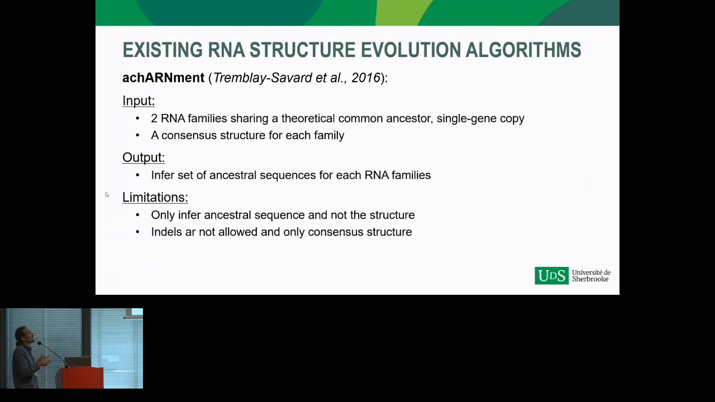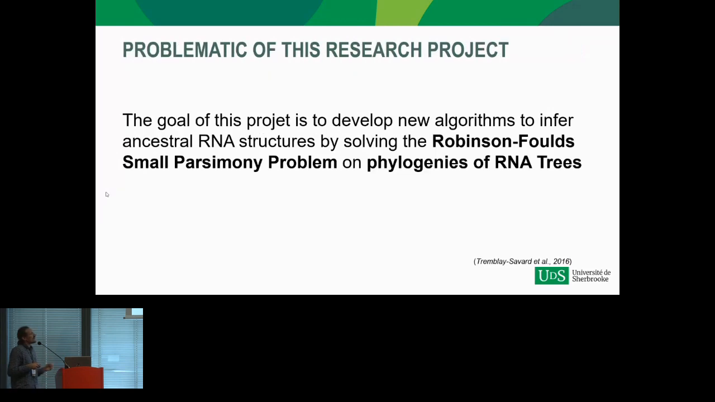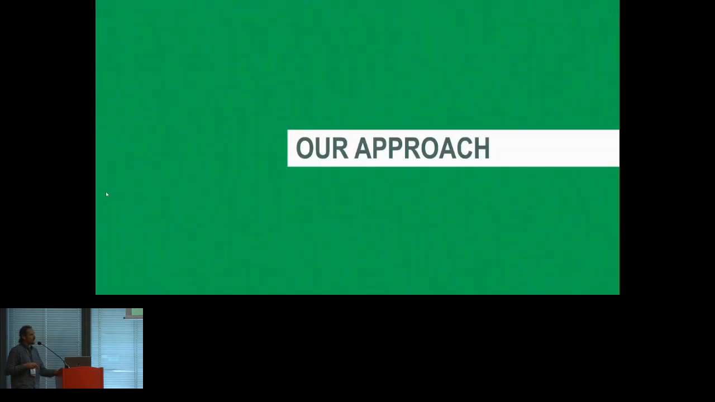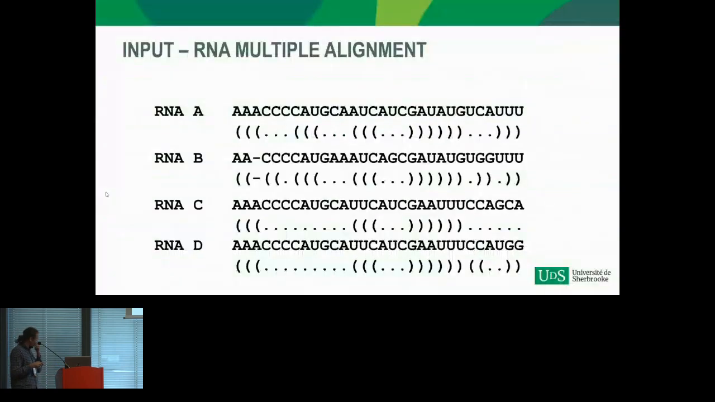So the limitation is that it only infers the ancestral sequence and not the structure, and also indels are not allowed. There is only a consensus structure, but not a structure for each sequence. So here in my research progress, we have the goal to develop a new algorithm to infer ancestral RNA structure by solving the Robinson-Foulds small parsimony problem on phylogenies of RNA trees. Here I will present the different parts.